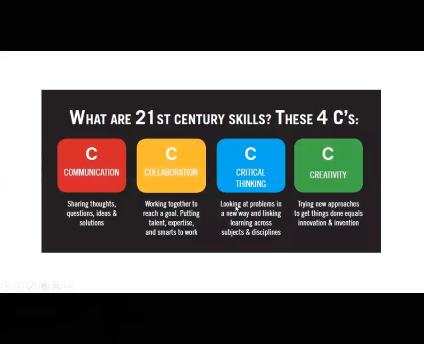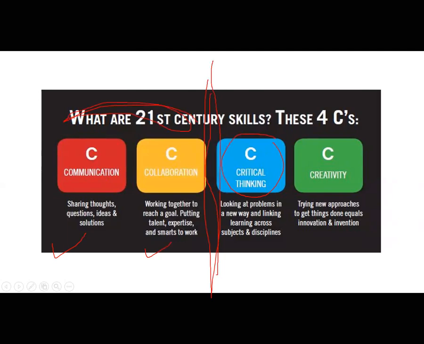Now let's move on to critical thinking: looking at problems in a new way and linking learning across subjects and disciplines. This is where we tend to draw the line. We understand how social media can help us communicate and collaborate, but when we get to critical thinking, we get stuck, because it means looking at problems in a new way and trying new approaches to get things done. We're so used to the instruments that we use in school basically being for communicating and collaborating.